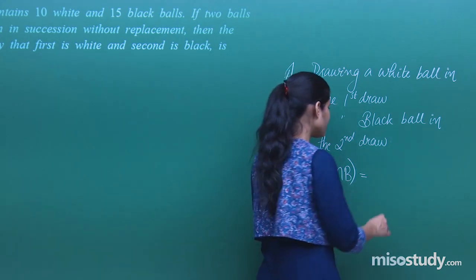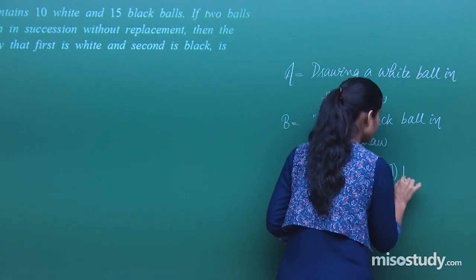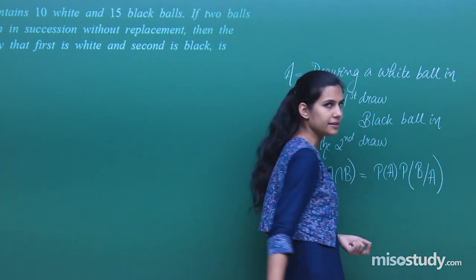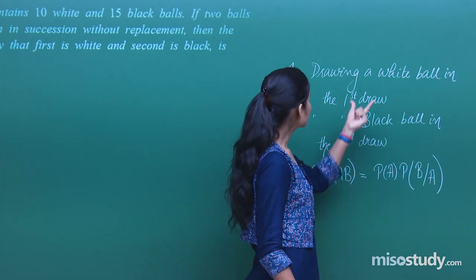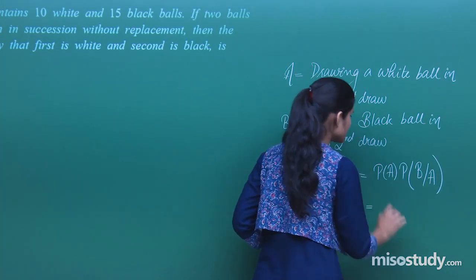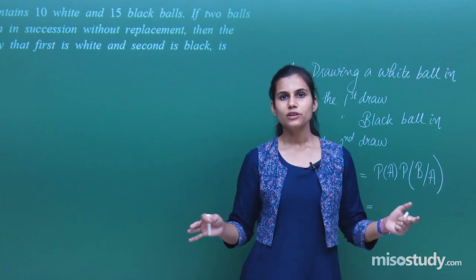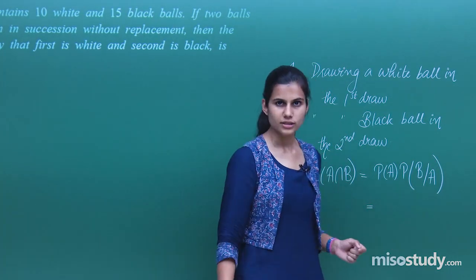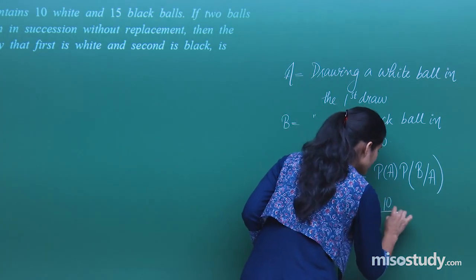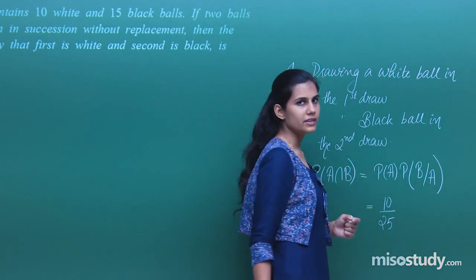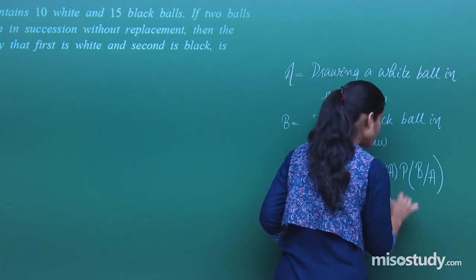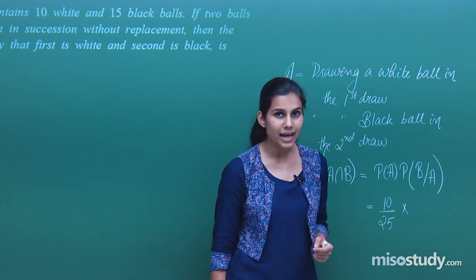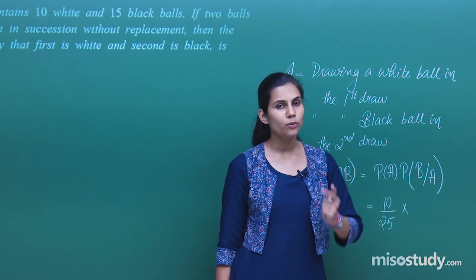What is this? We know this, multiplication theorem, right? Probability of A into probability of B by A. Probability of A means probability of drawing a white ball in the first draw. Right now in the bag you have 10 plus 15, 25 balls in total. Out of that you have 10 white balls. So clearly 10 by 25 is the probability of happening of event A, multiplied by probability of happening of event B when A has already happened.